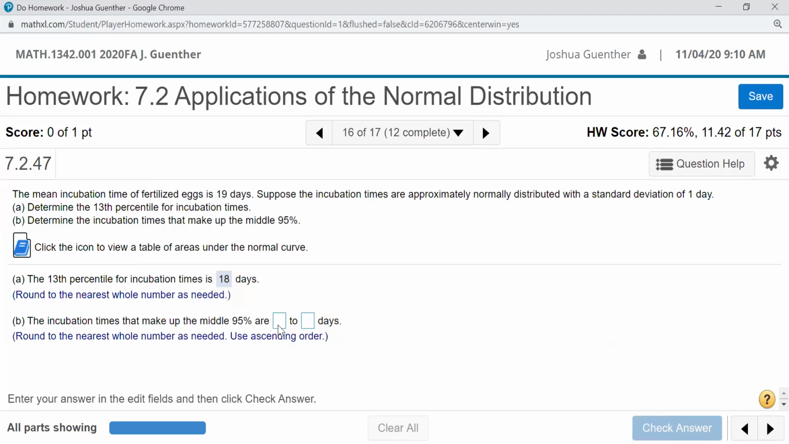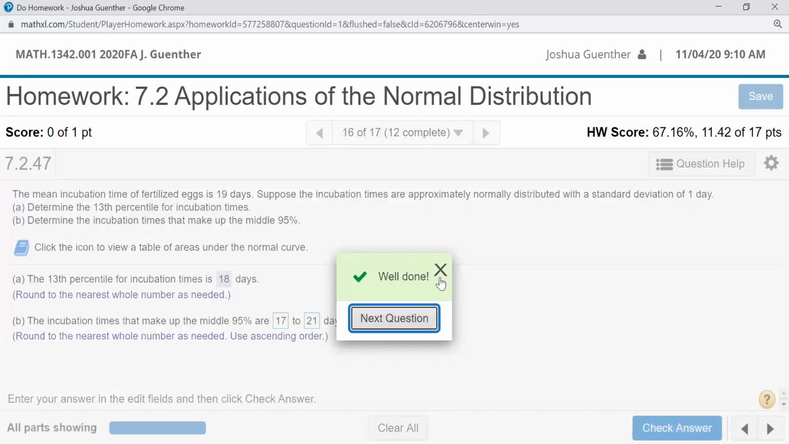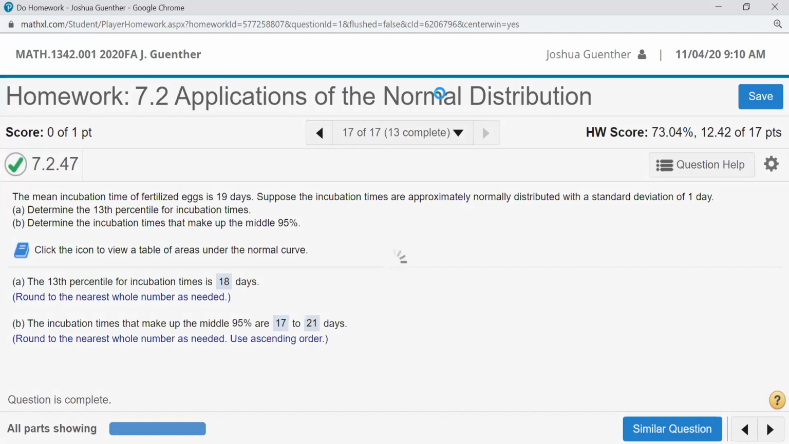And it wants us to round to the nearest whole number. So 17 to 21 days. 20.96 would round to 21. And we're done. Okay. That's a good place to quit.